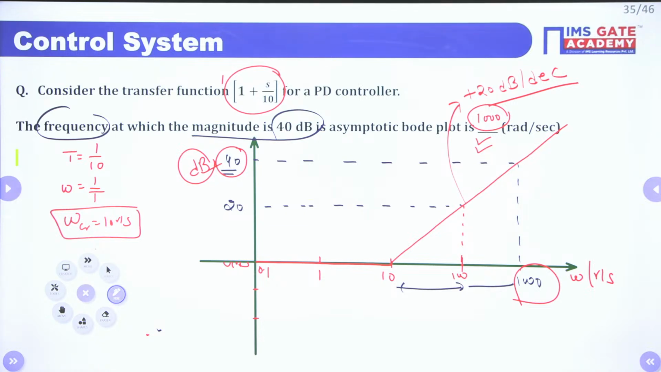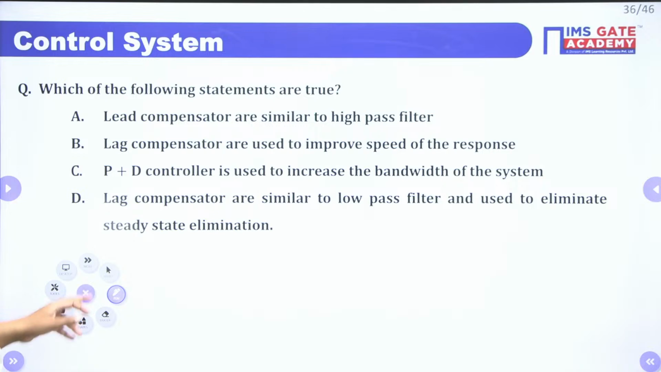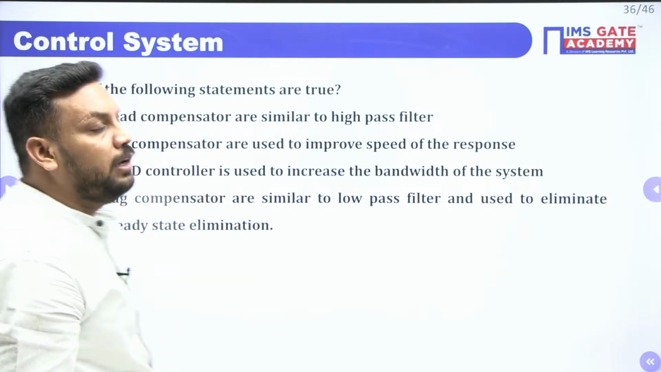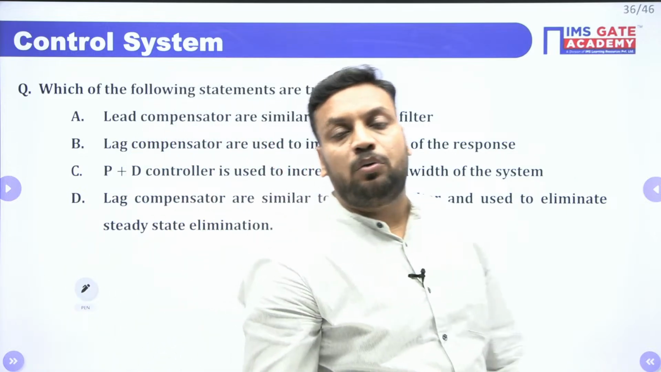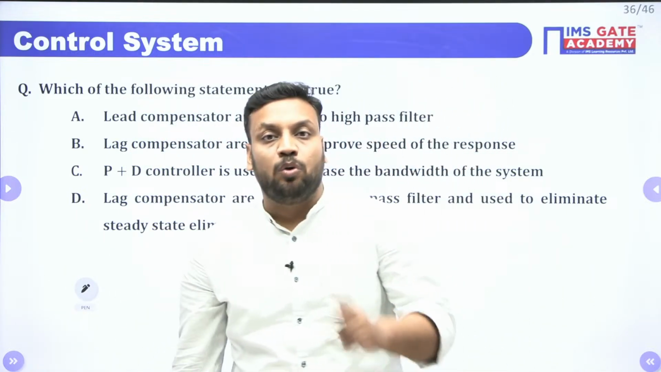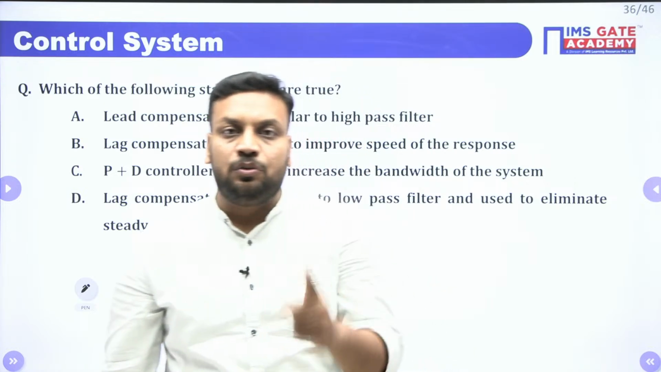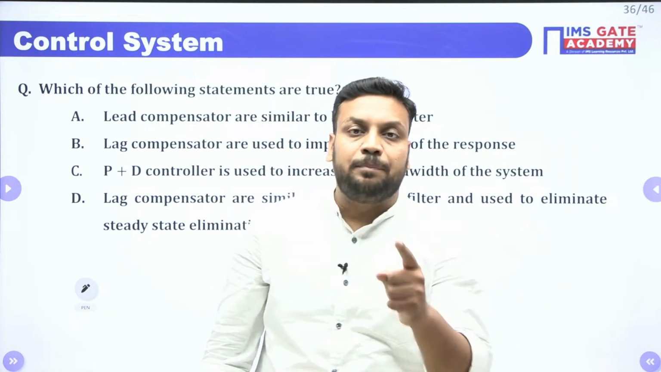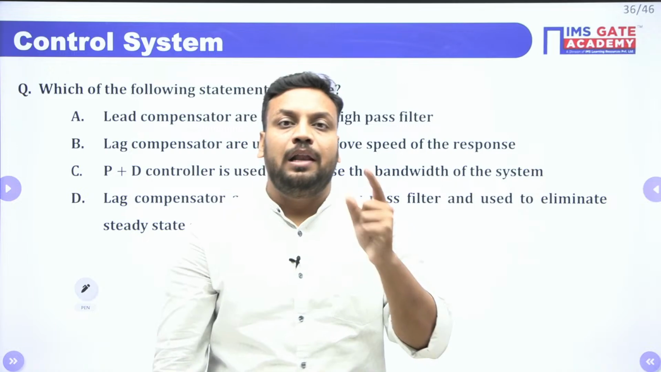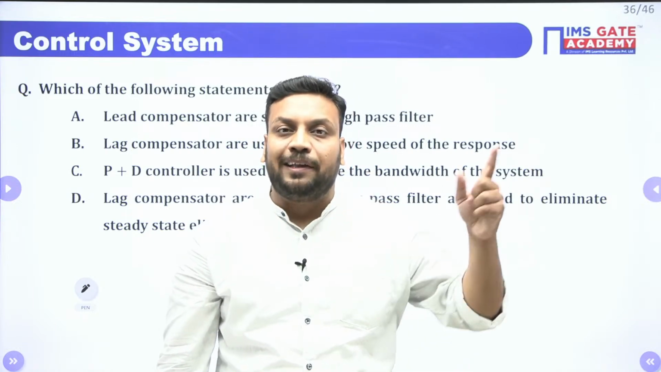Yes, चलो फिर. Now the next question is here. Which of the following statement is true? Lead compensator is similar to high pass filter. Lag compensator is similar to low pass filter. Lead compensator is used to improve speed. Lead compensator is used to improve stability. Lag compensator is used to improve the accuracy of a system.